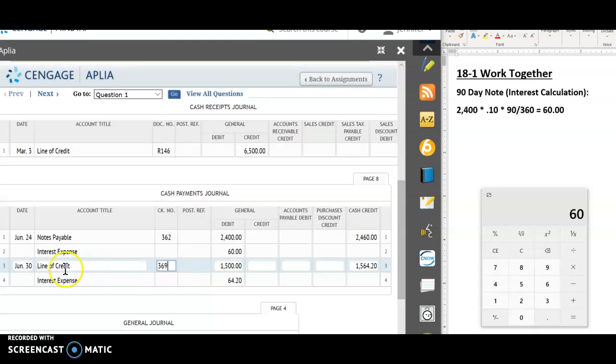All right, so we're paying back our line of credit. So line of credit is debited. Remember when we initially took it out up here in our cash receipt journal, we got the cash debit. So our line of credit was credited. So down here, when you pay it back, it is debited. Expenses are always debits. All right, that's it for 18-1.